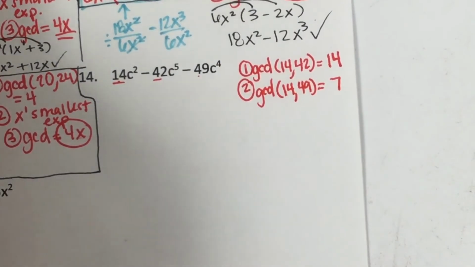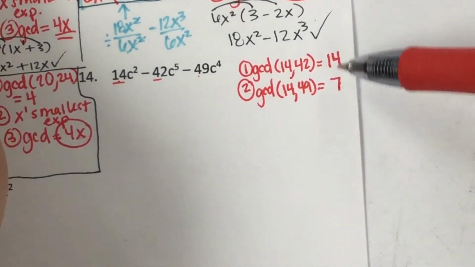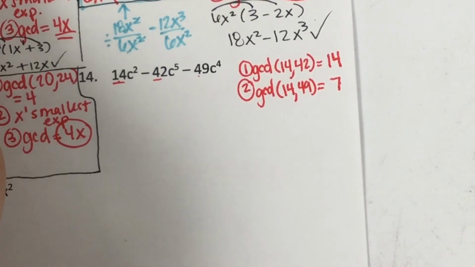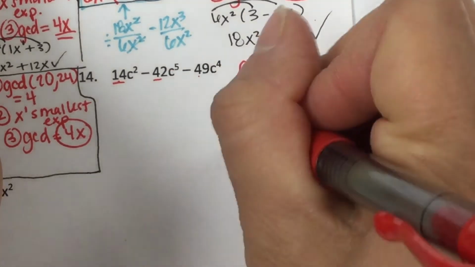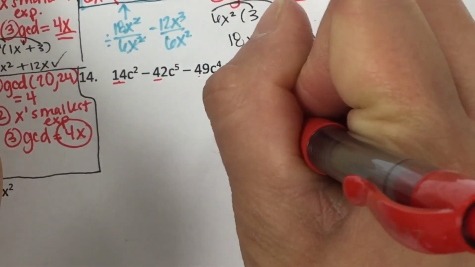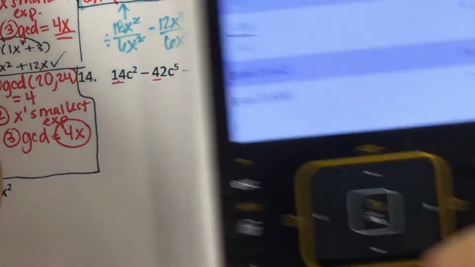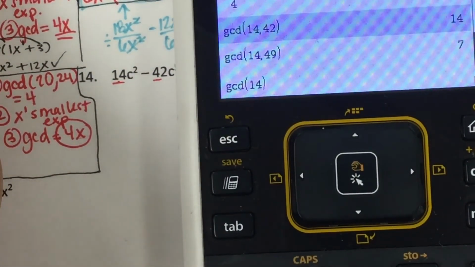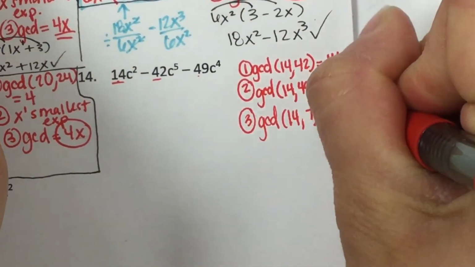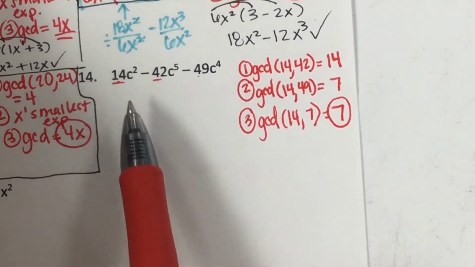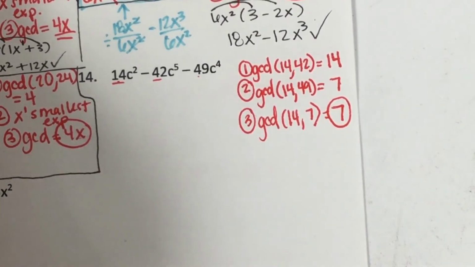And then last, you would find the GCD of these 2. So from here, you're going to find the GCD of 14 and 7. So the GCD of 14 and 7, you're going to get 7. So menu to 5, 14, 7. So you have 7 is the greatest common factor between all of those terms. So 7 is the greatest common factor of all 3 of them.